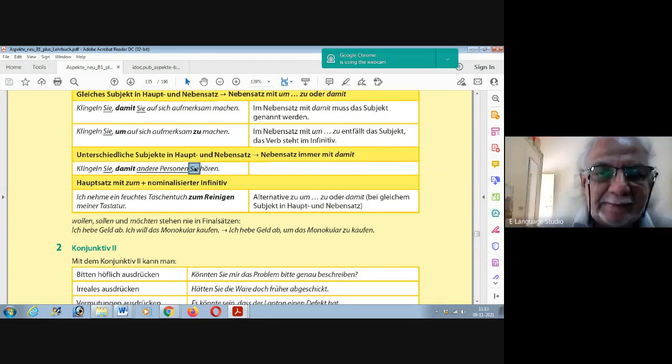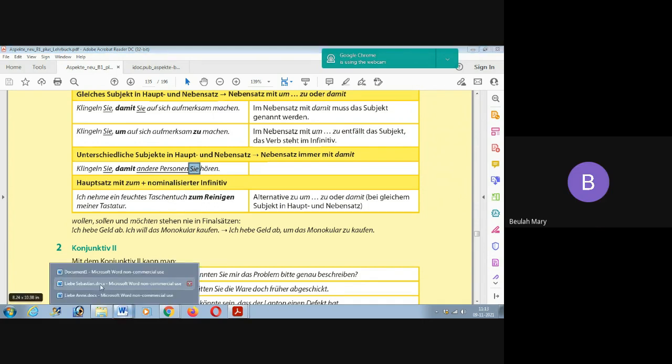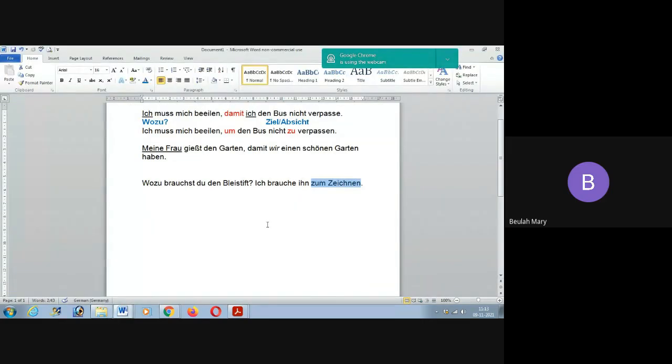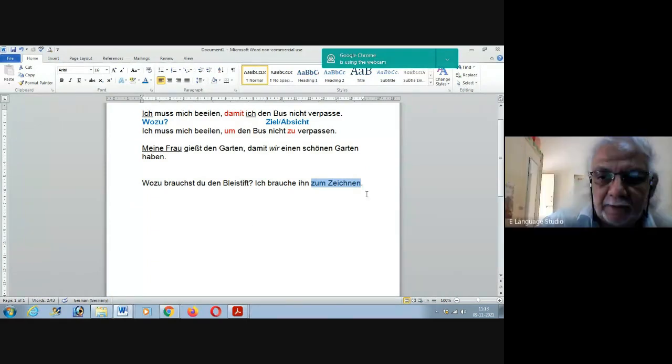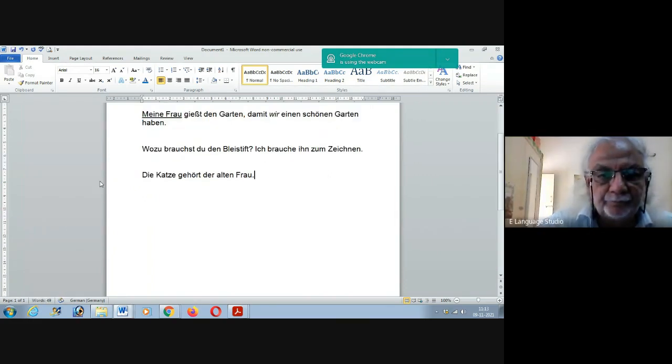Die Katze, die der alten Frau gehört. It's "die", not "der". Why "die", sir? It's a very simple answer. Look carefully. Die Katze, it's feminine. So I thought it should be in dative. So I wrote it as "der".